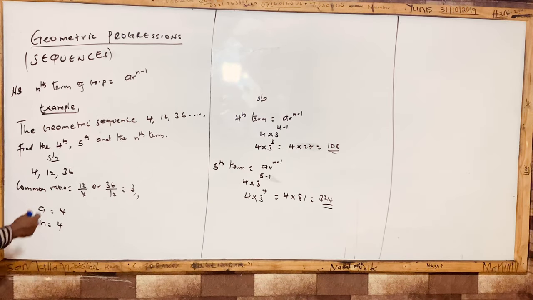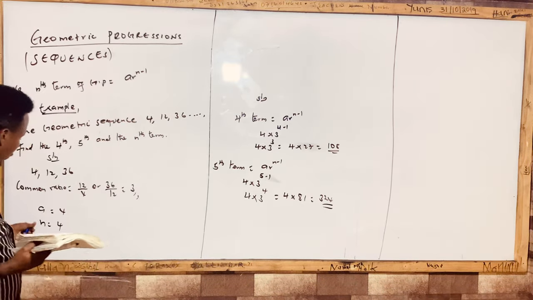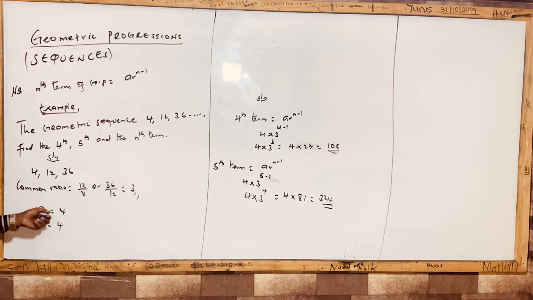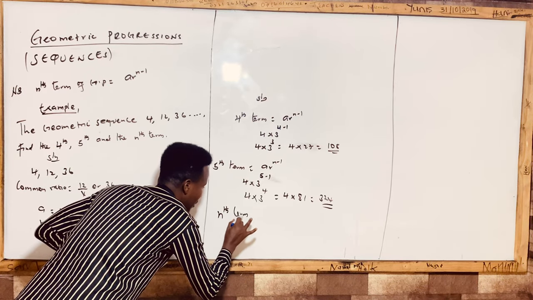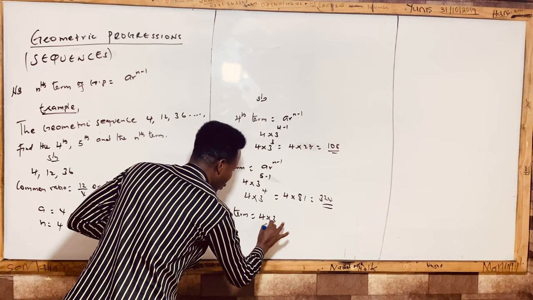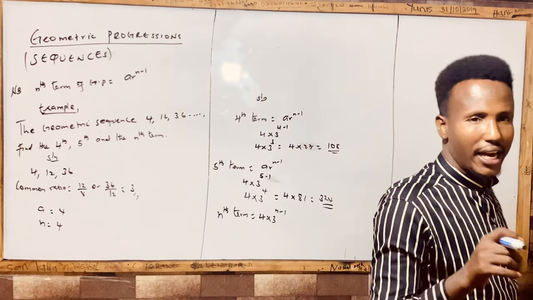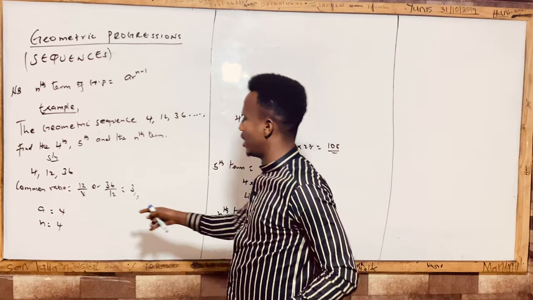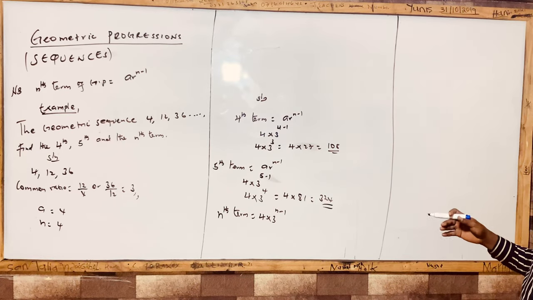Then we are also told to get the nth term. The nth term is gotten as, we will now substitute these two values there. We don't have n, but we'll use a and r. The nth term is equal to a times r power n less 1, because we don't know the value of n. Remember, we have a as 4, then our r as 3. That is the common ratio, for your information. And this is how you're going to solve such a question in KCSE or any other exam.